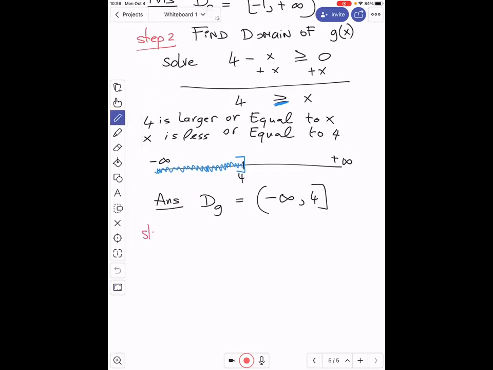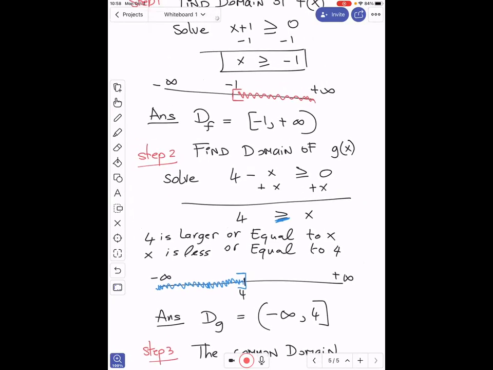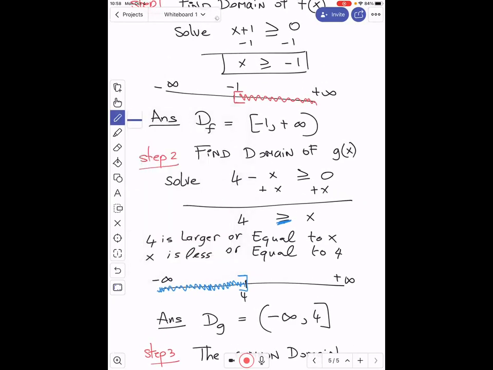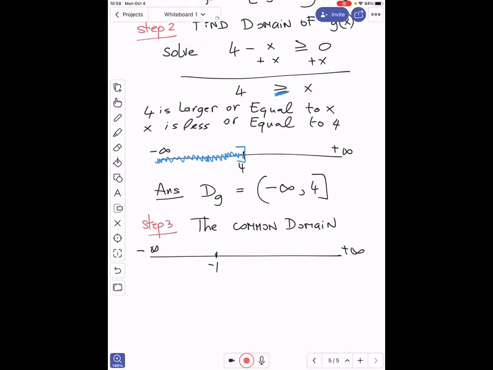So step number 3, the common domain, the intersection domain. Here's negative infinity, positive infinity. We have first the domain of f. Here's the domain of f. We said it's [-1, positive infinity). So -1 to positive infinity would be this domain right here.